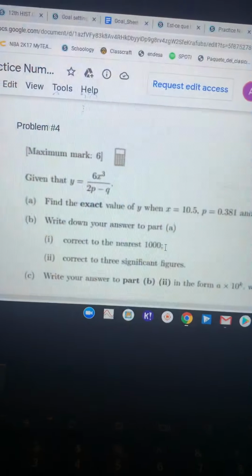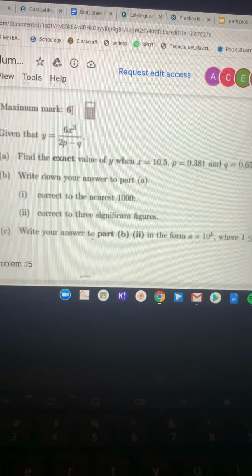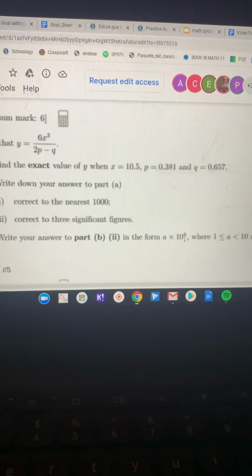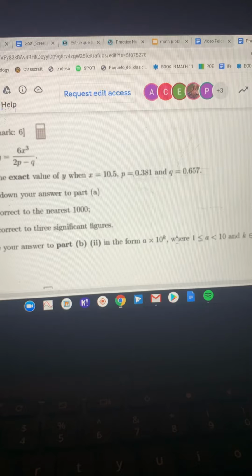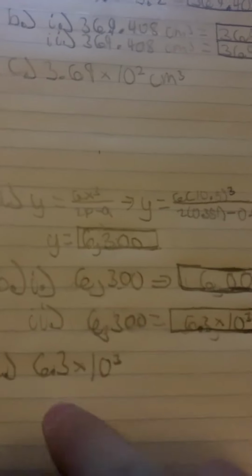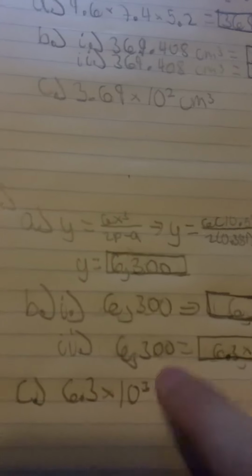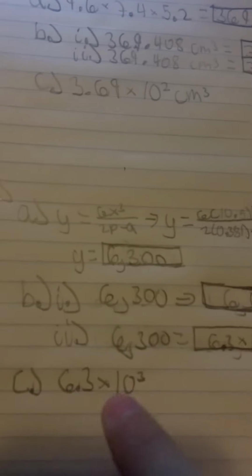And finally, part C, same as the last problem: write your answer to part B, part 2, in the form of A times 10 to the power of K, where 1 is less than or equal to A, less than 10, and K belongs to integers. So here, again, since it's 6,300, we have to move this 1, 2, 3. So it would be 6.3 times 10 to the power of 3. And in this problem, there are no units, so the final answer would be like this.